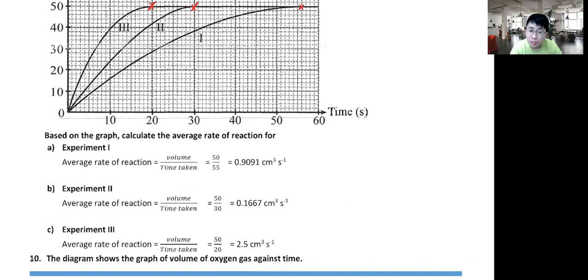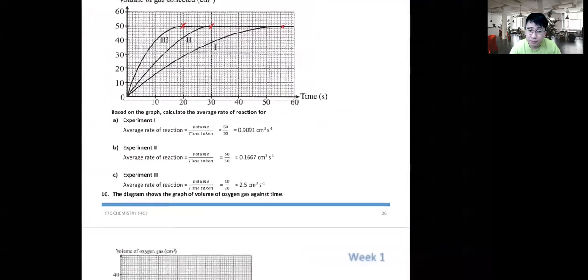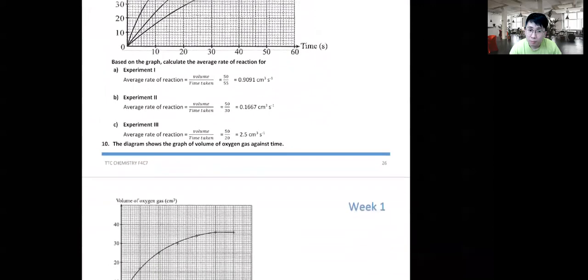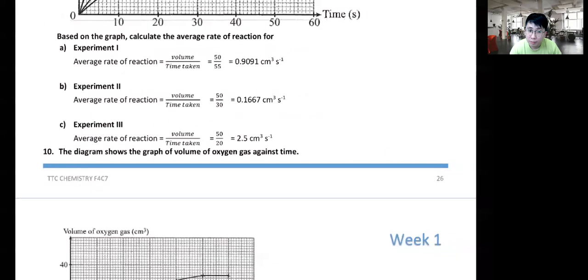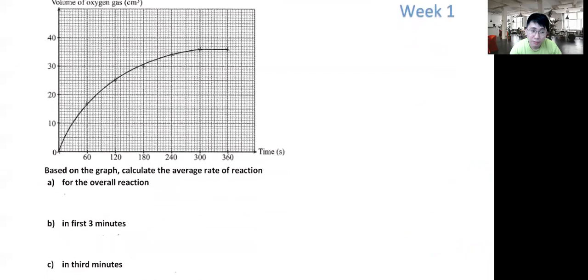So you see volume will never change, but time changes, right? So who gives you the largest value? The largest rate of reaction? I will say the largest number. C is the highest rate of reaction. Okay, pause here if you want to copy down. Okay, moving on. Another graph.